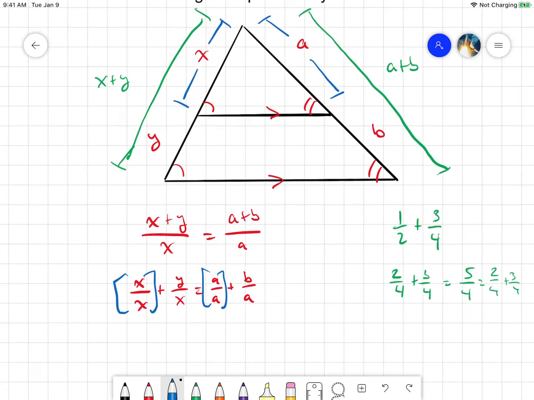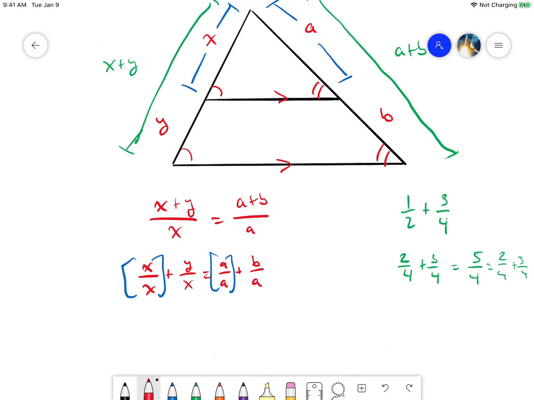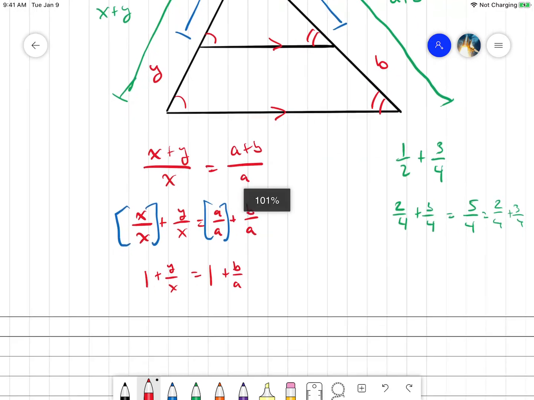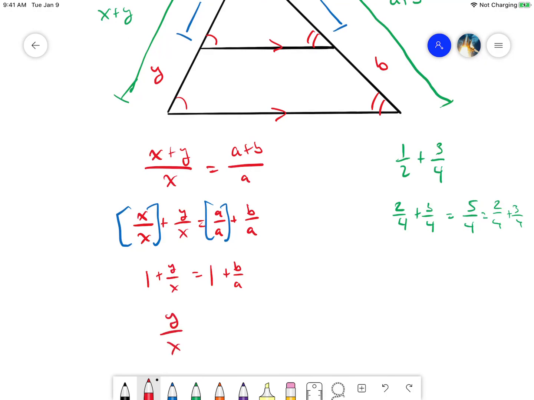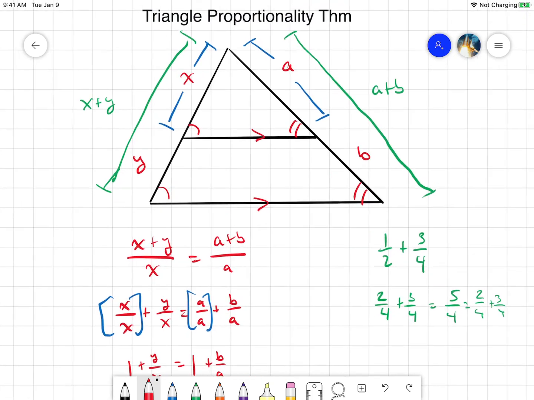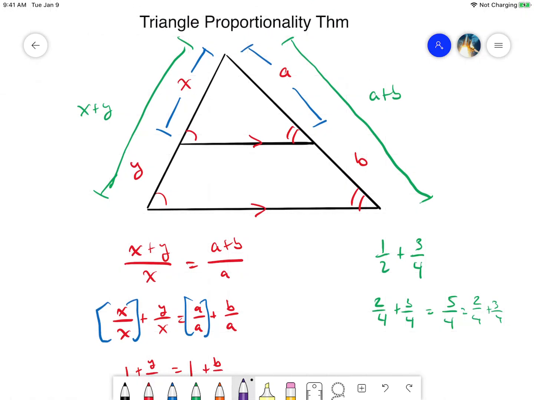Okay? So what I've effectively done is turn this into 1 plus y over x is equal to 1 plus b over a. And I know you're probably going, well, this isn't making this any less complicated, but if I subtract 1 from both sides, what we're saying is that now I have y over x is equal to b over a. What does that mean? It means if I look up here at this triangle, that's saying that y over x is equal to b over a.